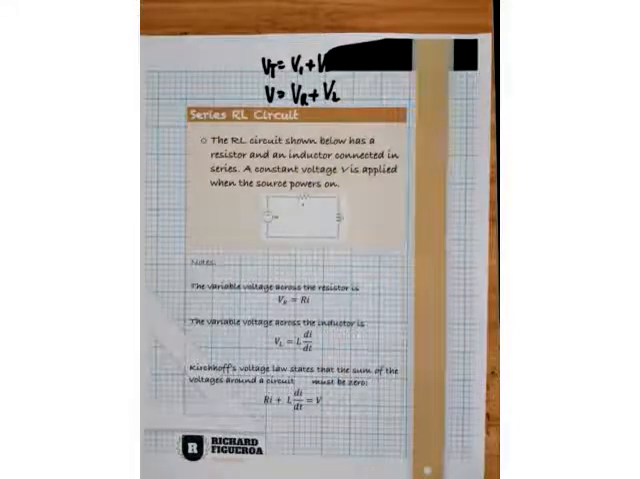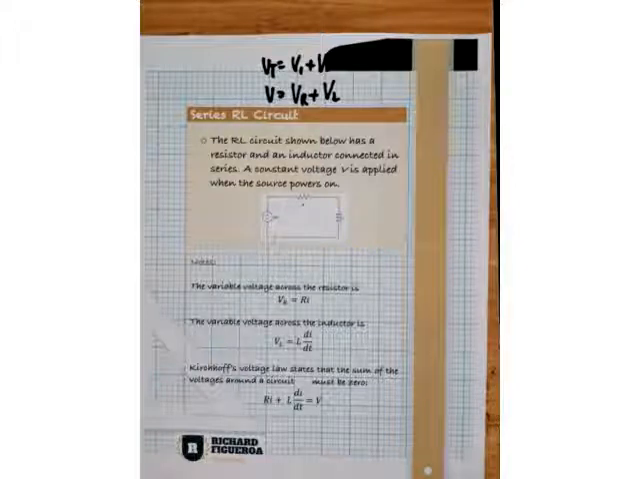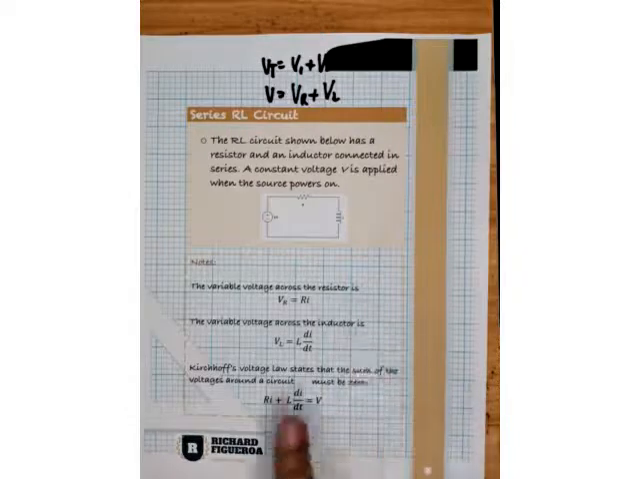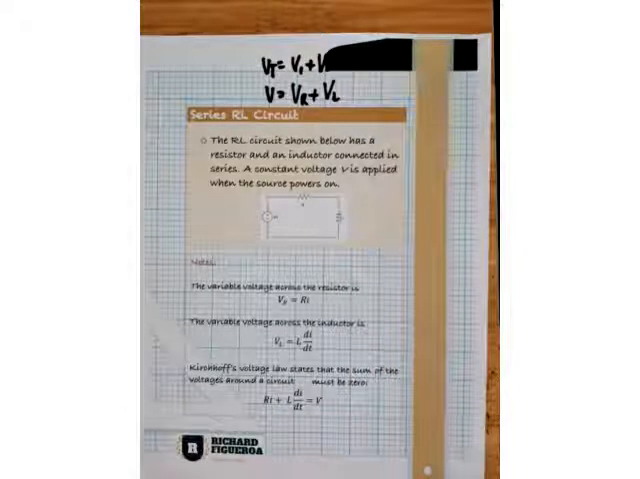Ngayon, but what is the voltage across the inductor and the resistor? So, meron tayong notes dito that the variable voltage across the resistor is Ri. So that is the resistance times the current. Okay? And then for VL, the variable voltage across the inductor is equal to L times di over dt. So that is the first derivative of the current with respect to time, multiplied by the inductance L.